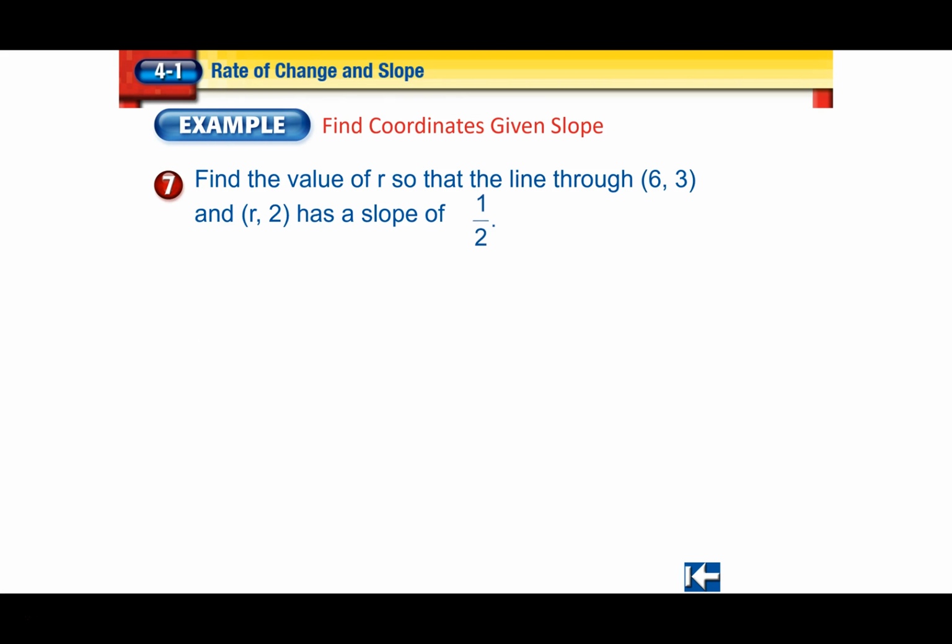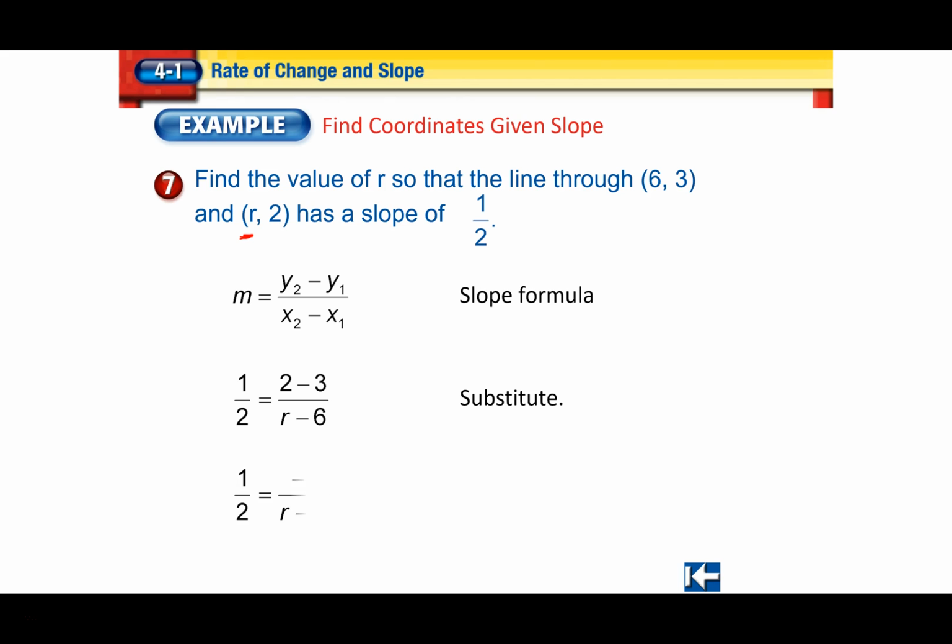All right, coordinates given the slope. So find the value of r so that a line passes through these points and has a slope of -1. So we're trying to find this r. Point here, find this one with this slope. So to come up with this, we first need to use the slope formula. So we're actually going to use the -1 over 2, and then we know that they're going to turn to this. So now we're using ratios that we used last time. From here, we're going to cross multiply.